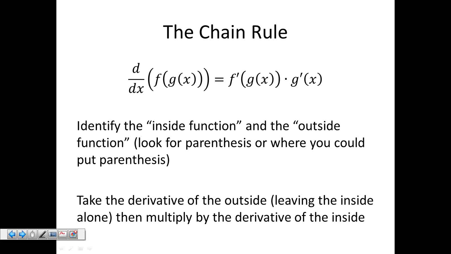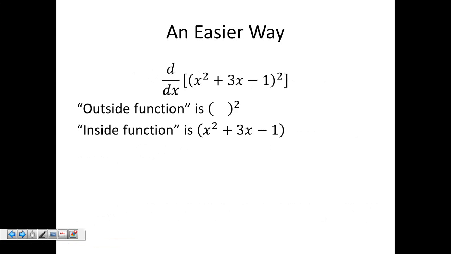So, best way to learn this is to take a look at some examples. So let's take a look at that polynomial squared from earlier. My outside function is literally what's going on outside the parentheses. My outside function is that square. My inside function is the polynomial itself. Literally, I've got a set of parentheses here already. What's outside the parentheses?